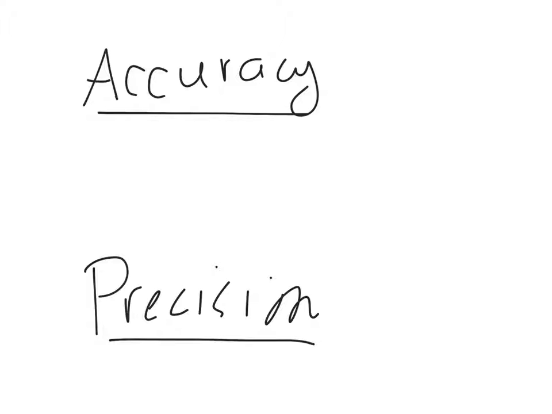So we know that the more significant figures we write down, the more digits, the more certain we are about our measurement because we're writing more numbers down. And we can use this to look at how precise our measurement is and how accurate our measurement is. So when we're talking about accuracy, we're talking about how close to the real value is our data.